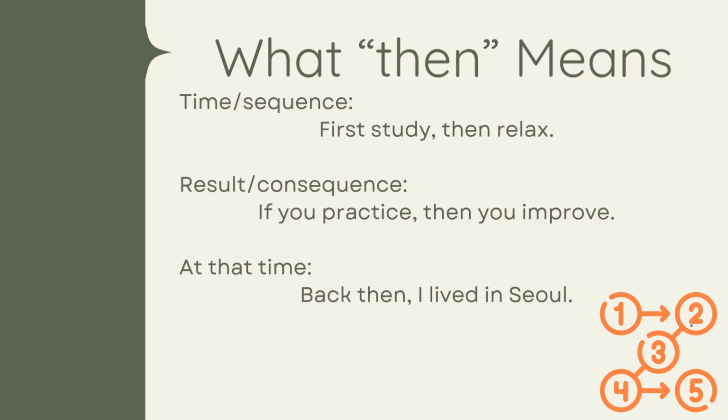What does then mean? Then shows sequence of events or time. For example, first study, then relax. It can show result or consequence. If you practice, then you improve. And it can show a specific time. Back then, I lived in Seoul.